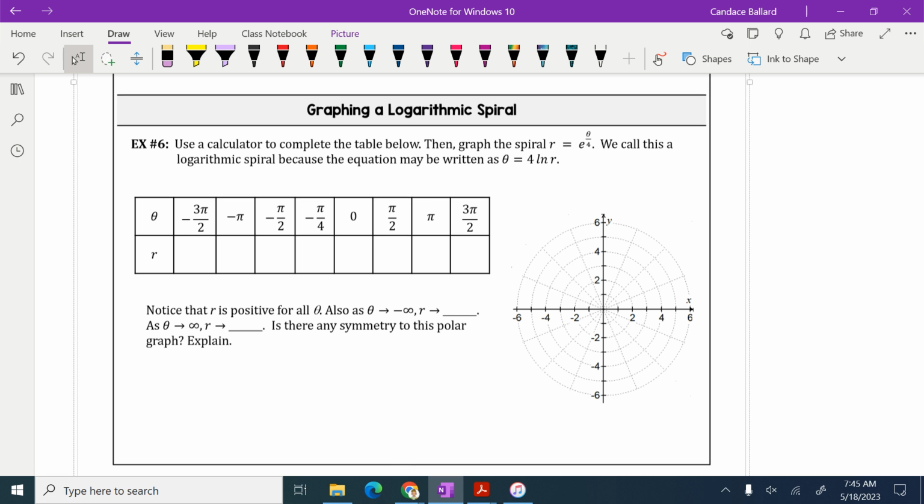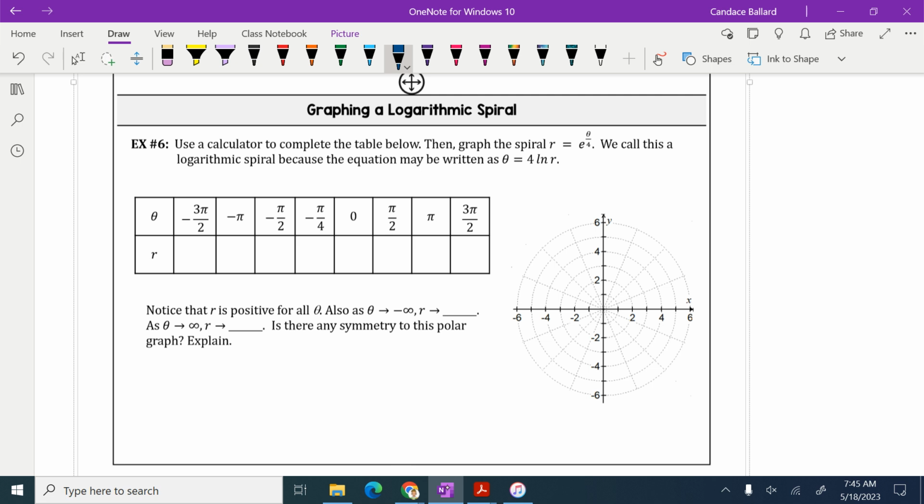So it says, use a calculator to complete the table below, then graph this. It says spiral. They totally gave it away. R equals e to the theta over 4. We call this a logarithmic spiral because the equation may be written as theta equals 4 natural log of r. Okay, so let's try this. Let's just try putting these values. Oh, wait, it says theta.